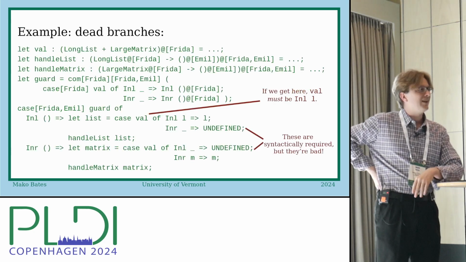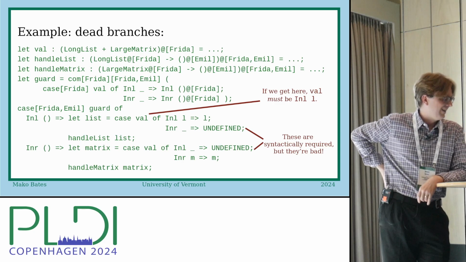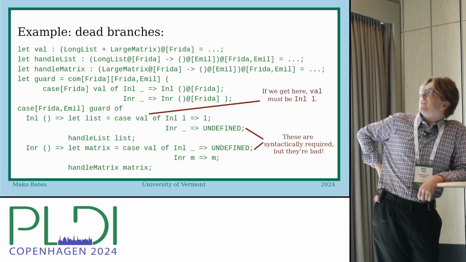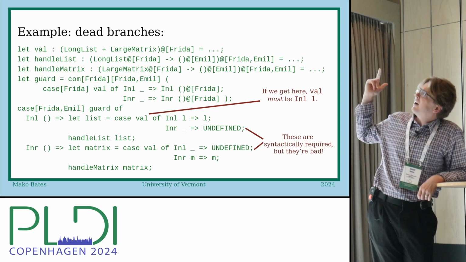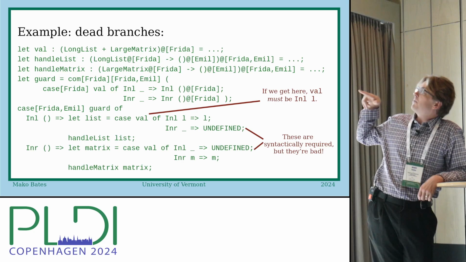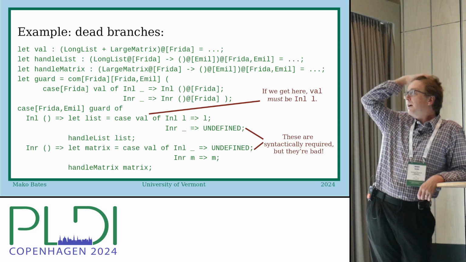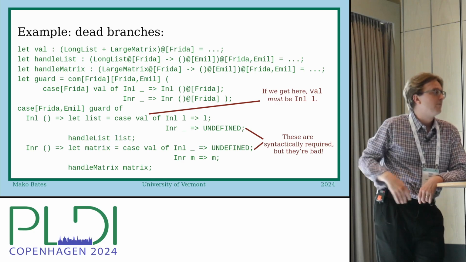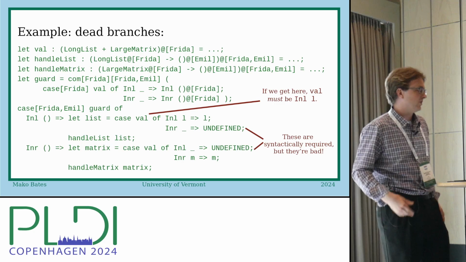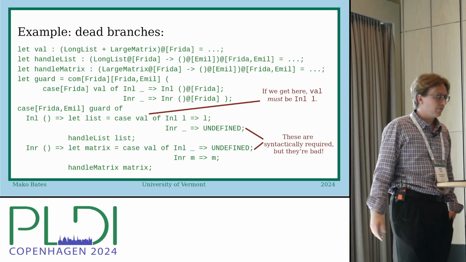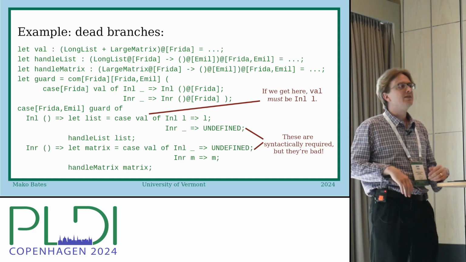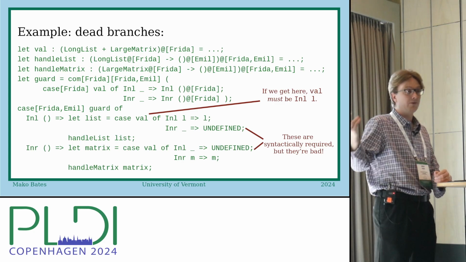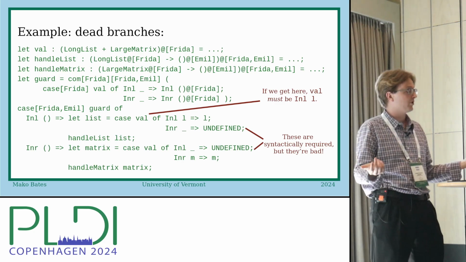So let's look at an example of why 𝐤λsmall ends up with dead branches. So this is, I believe, a completely valid 𝐤λsmall program. Yeah, I'm not missing anything. So at the very beginning, Frida has some value. It's either an annoyingly large list or an annoyingly large matrix. Depending which it is, some handler sub-choreography needs to get called on it involving both Frida and Emil. So they're going to have to branch.